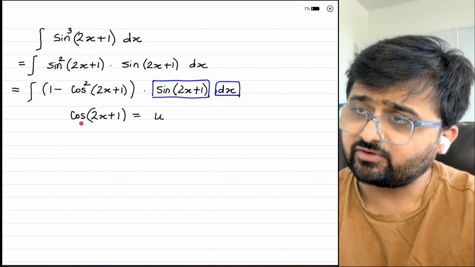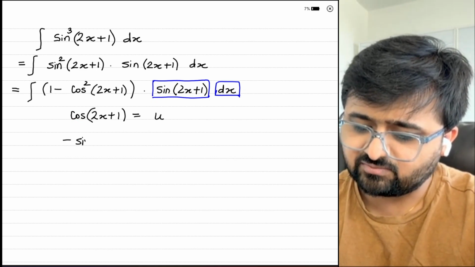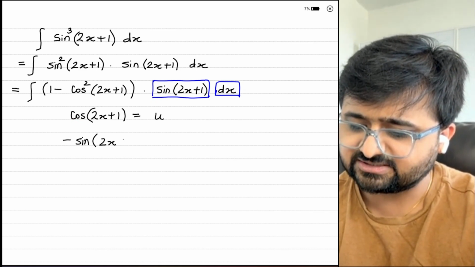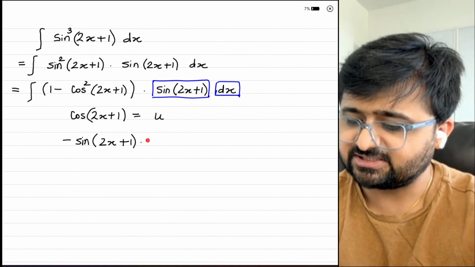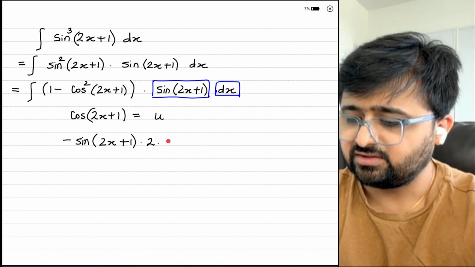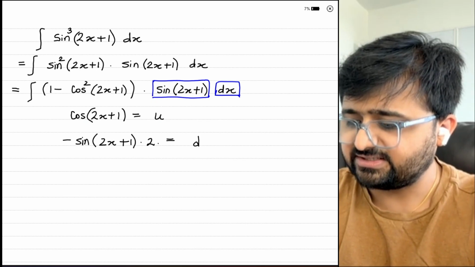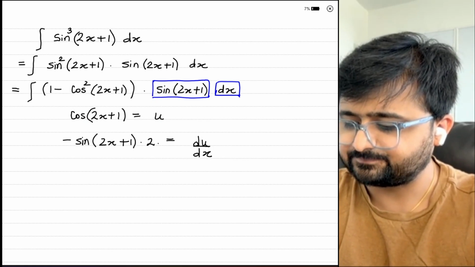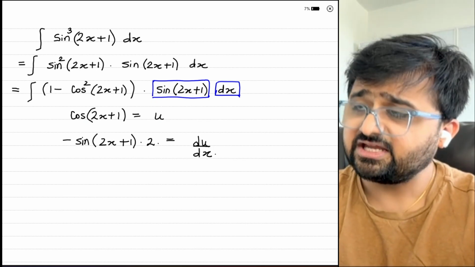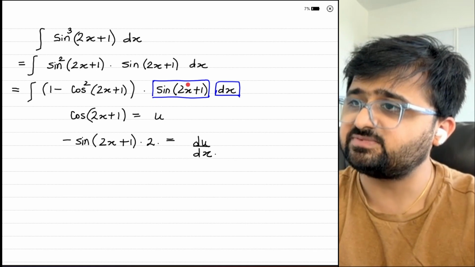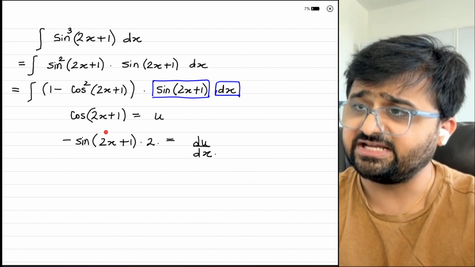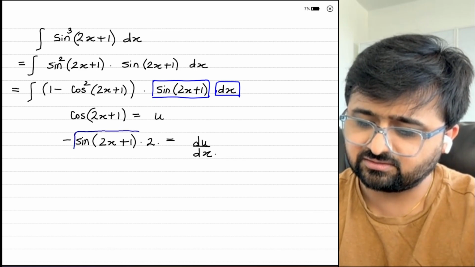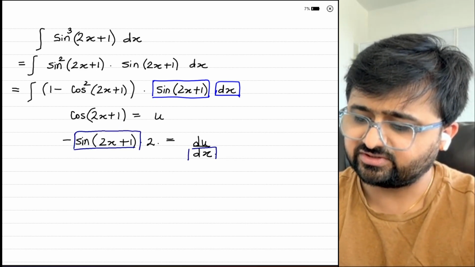So the derivative of cos with respect to x is minus sine 2x plus 1, and the derivative of 2x plus 1 is 2 by the chain rule. The derivative of u with respect to x is du by dx. I hope that makes sense. If you notice here, we want sine 2x plus 1 times dx. And do we have that here? Yes, we do. Sine 2x plus 1 is over here, and the dx is over here.